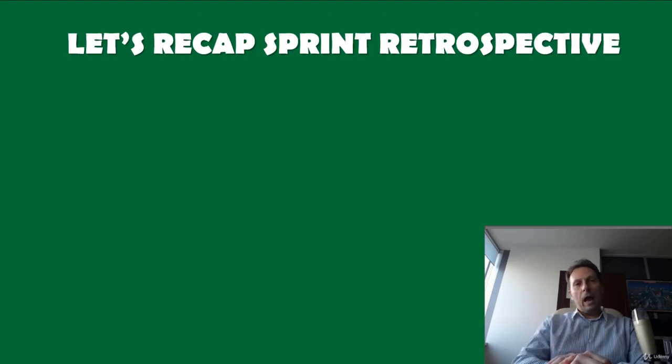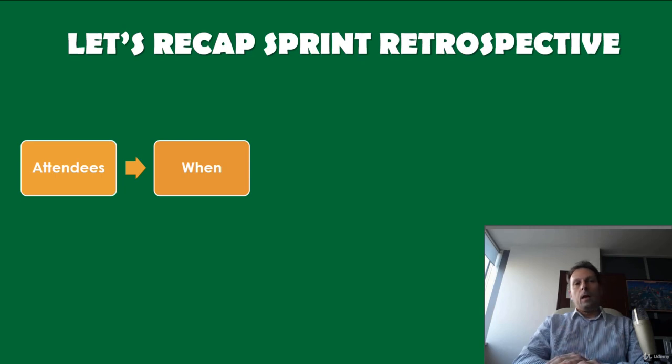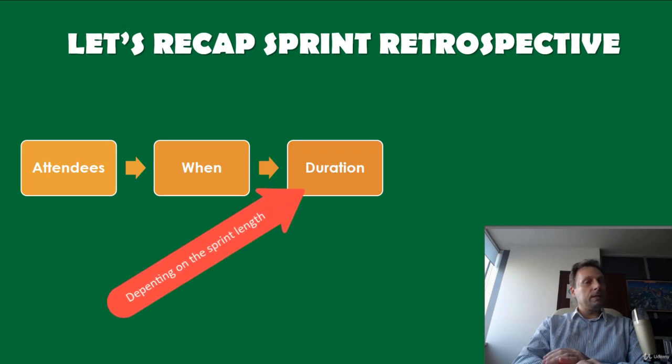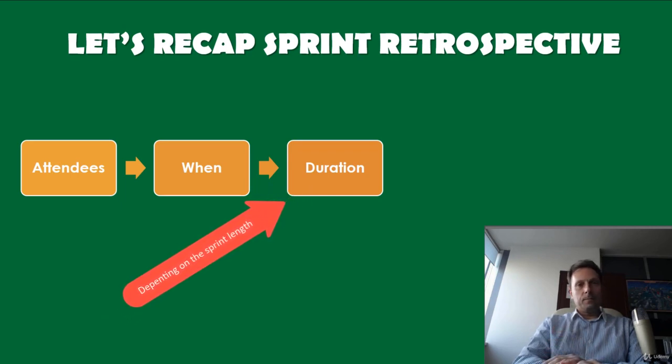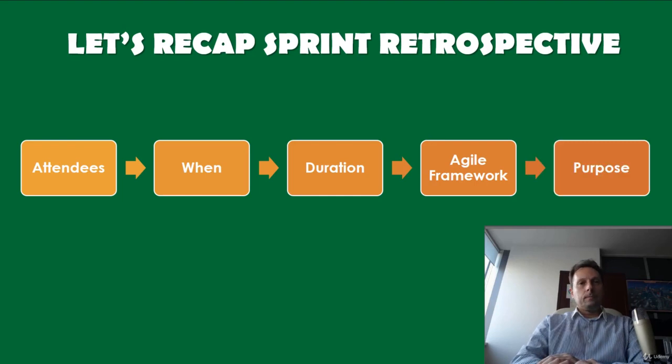And now let's recap Sprint Retrospective. Attendees: developers, Scrum Master, and Product Owner. When? At the end of each sprint. Duration is 60 minutes. Agile framework: Scrum and Kanban. Scrum teams do sprint retrospectives based on a fixed cadence, and Kanban teams can benefit from occasional retrospectives too.